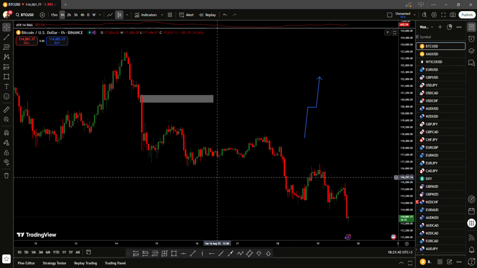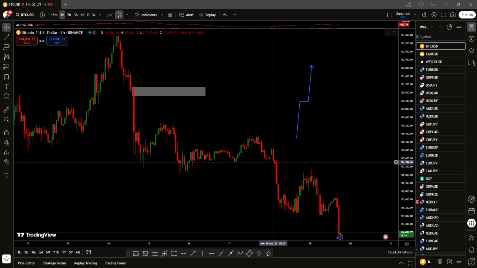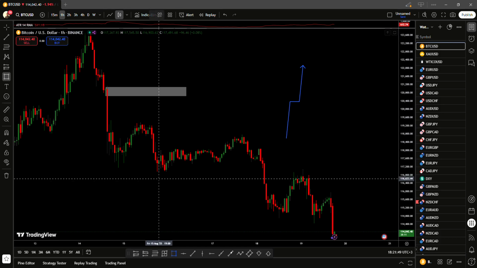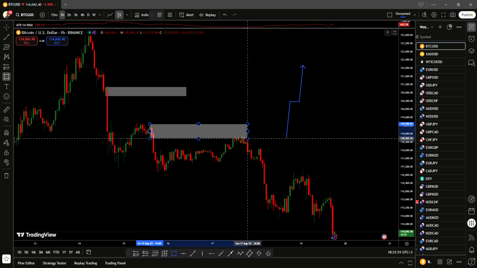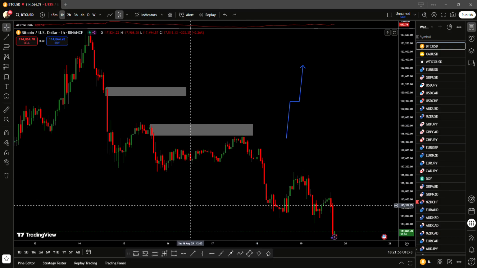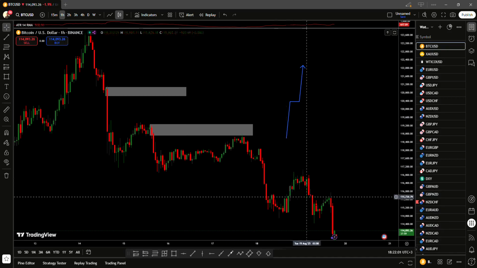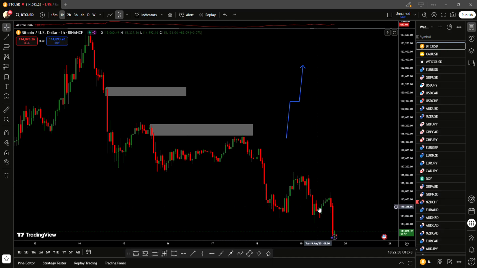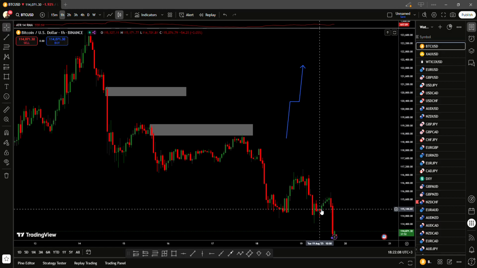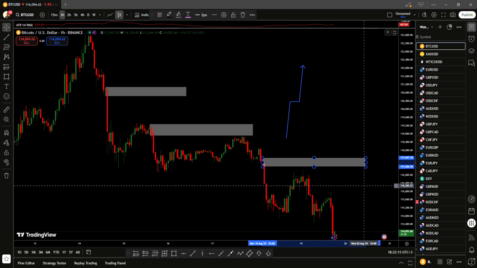And then we had one here. But this one was hidden, so you couldn't use it. See, price came, broke structure here, came, tapped in, and then dropped down. So it is one that was hidden, so using it would have been hard. And then we had another one here. It was not used.